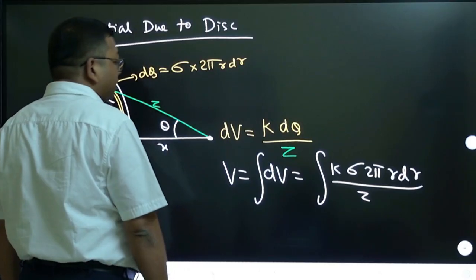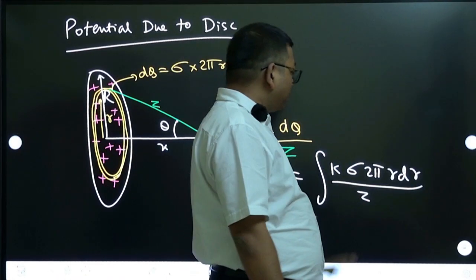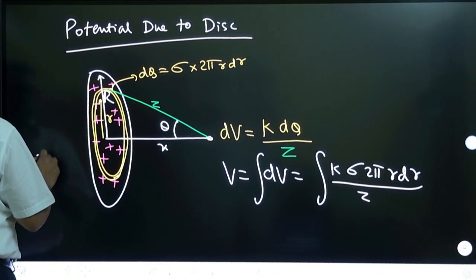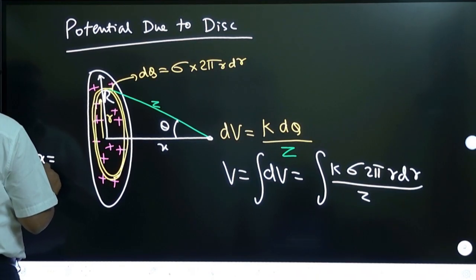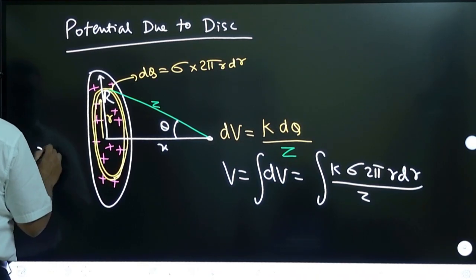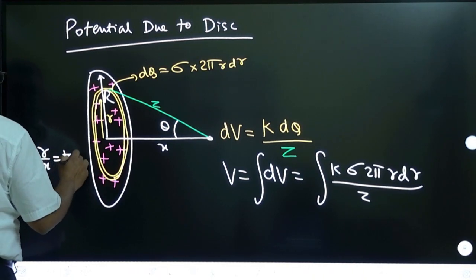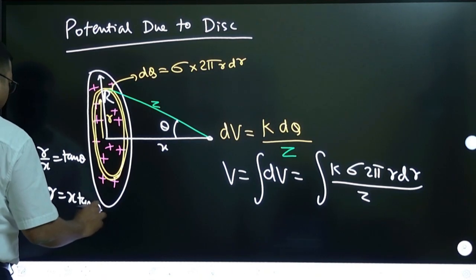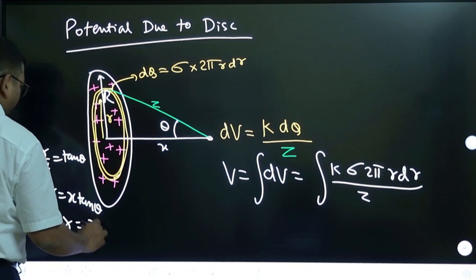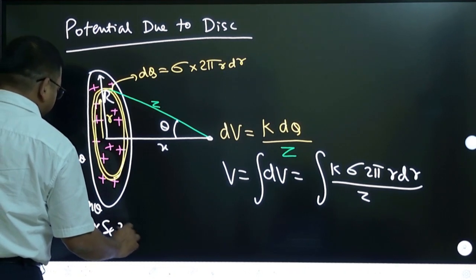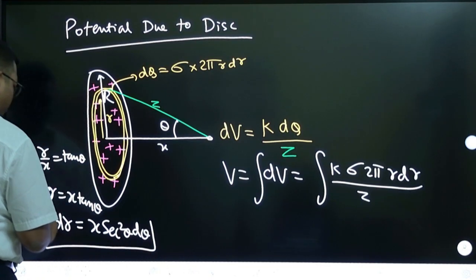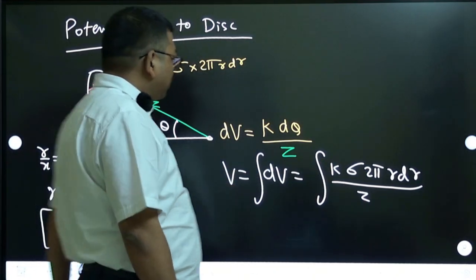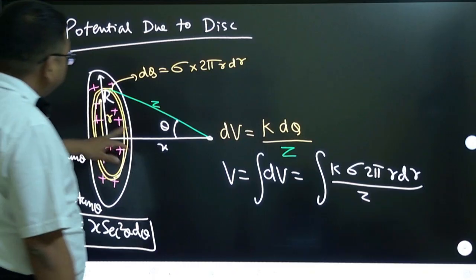Again here you can try to substitute. So r by x, we have just seen, right? What is small r by x? That is tan theta, right? So r was x tan theta. Just now we have done that. So dr we will substitute in the same way: x times secant square theta d theta. This substitution we have to do for dr. And r by z is nothing but sine theta.